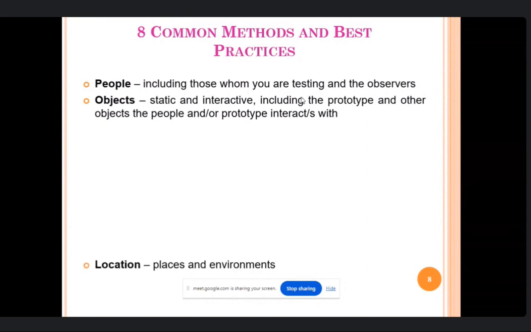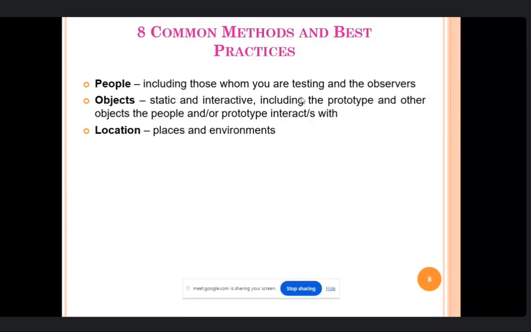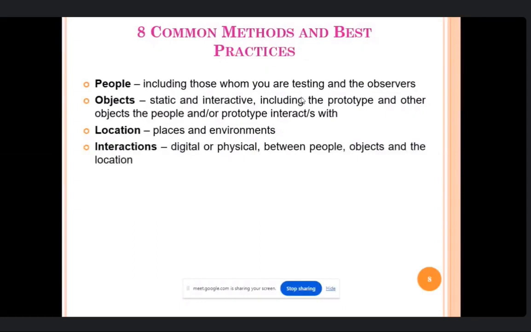The third one is location. Location may be places or some kind of environment. And the fourth one is the interaction. Interaction may happen digitally or physically, between the people, between the objects, or between different locations. So these 4 basic components are there.